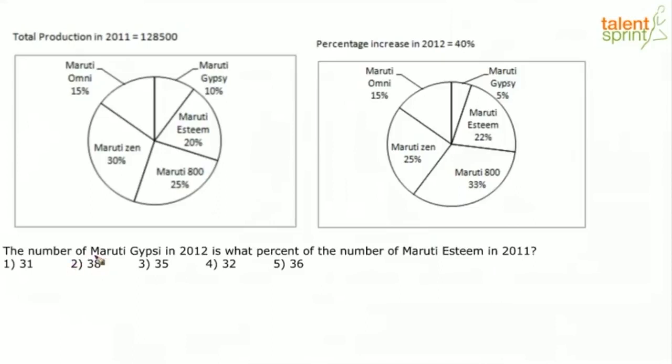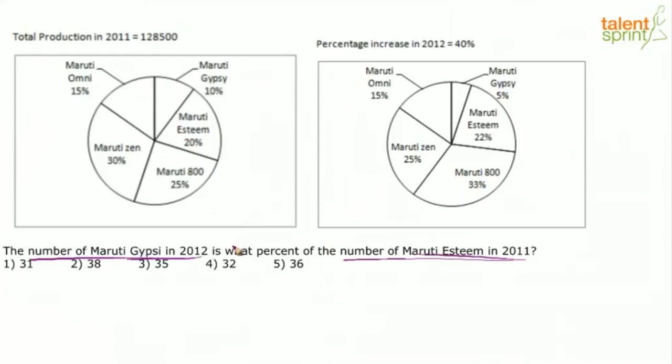And I'm sure all of you have done it in a smart way, right? Like the first thing that you need to understand is we have to work on the number of Maruti Gypsies in 2012. So number of Maruti Gypsies in 2012, how do you get that? 5%. The share is 5%. 5% of what? The total value, which again is 140% of 1,20,500. So you can simplify that. Then the number of Maruti S-Team in 2011, the share of S-Team is 20%. 20% of what? 1,20,500. So find that value and then use in the formula X by Y into 100.